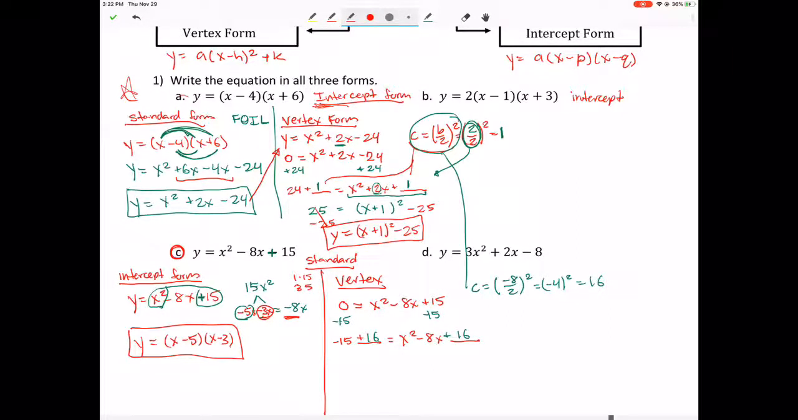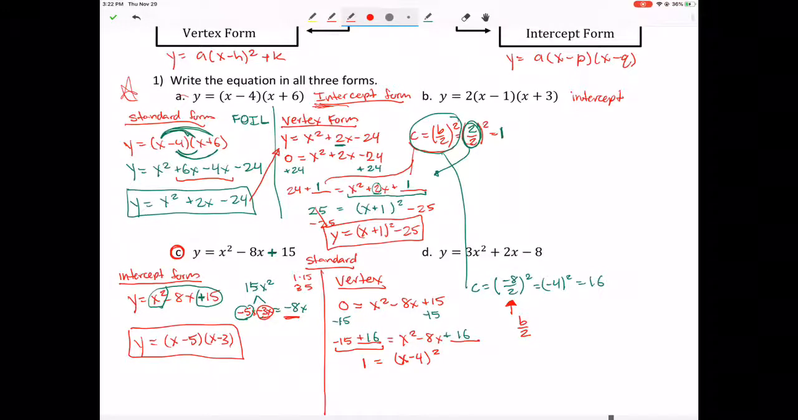Once we've done that, we will combine like terms on the left side. For the left side, that gives us a positive 1. And then on the right side, we will write it as a binomial squared. It will be x, always our variable, and then what we'll plug in is what's in this parenthesis, negative 8 over 2, or you could say b over 2. All right, so that's negative 4.